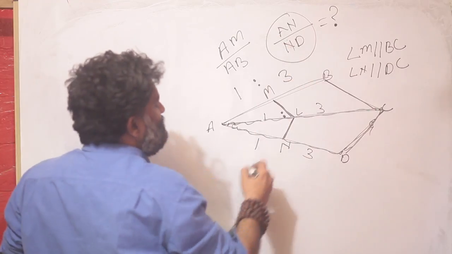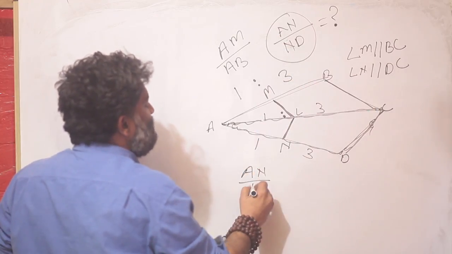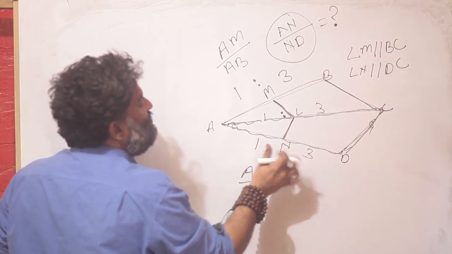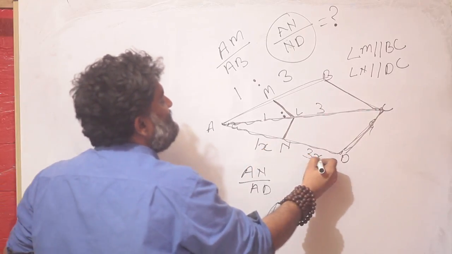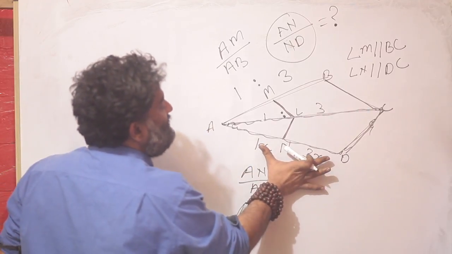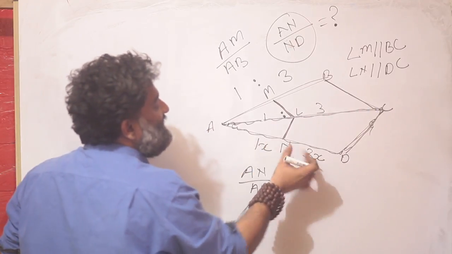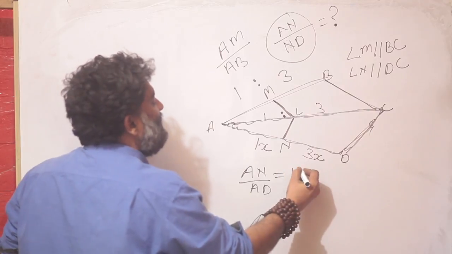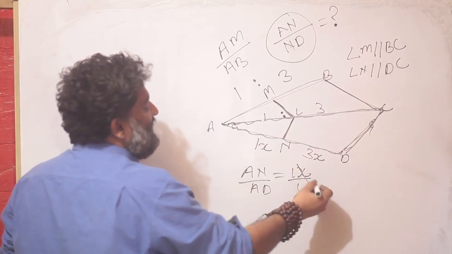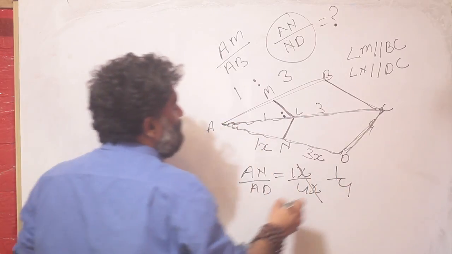And even if the question was AN is to AD, it should not be too much of a problem, because I have worked this out. Let me say this is 1x, this is 3x. My question is, what is the ratio of AN is to the whole thing? That means 1x plus 3x, 4x. That means AN is 1x for me and the total is 4x for me. So x will get cancelled and I will get 1/4.